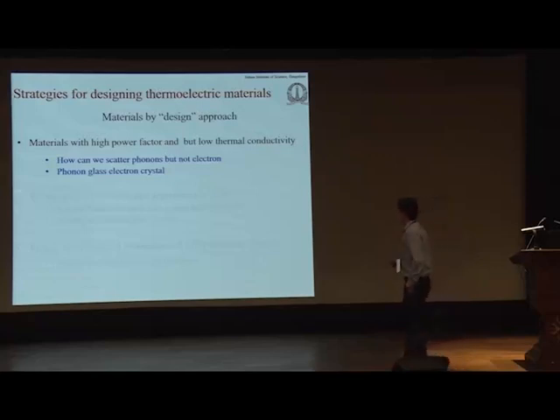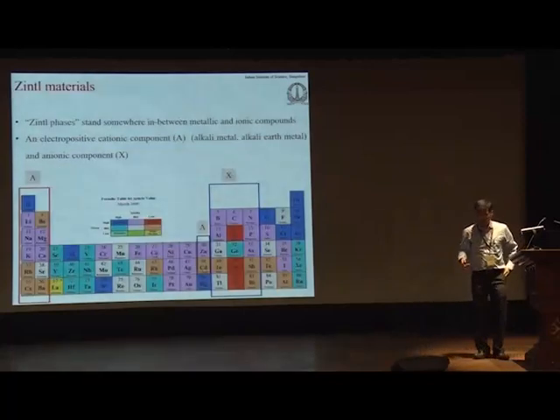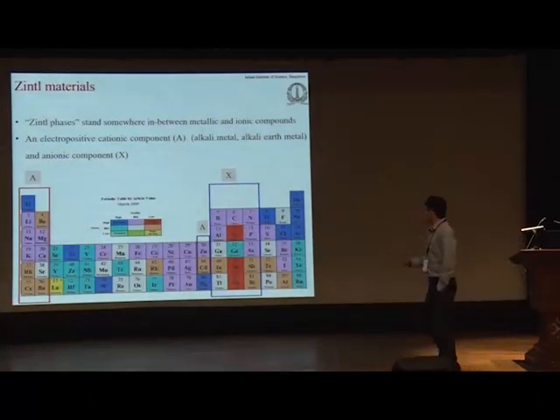So the first one: the idea is, how do we scatter phonons but not electrons? This is what is called phonon glass and electron crystal. So we have to look for materials where we can get these two properties simultaneously. One such material is the Zintl phases. I don't know how many of you are aware of this. It's a very interesting class of materials which has cations coming from alkali or alkaline earth metal atoms. And an anion can be a single element, or it can be a complex.